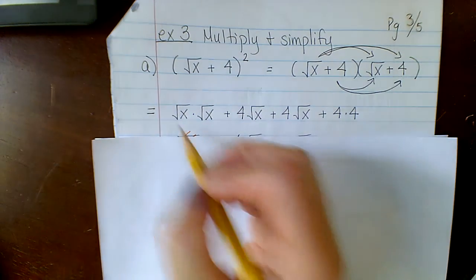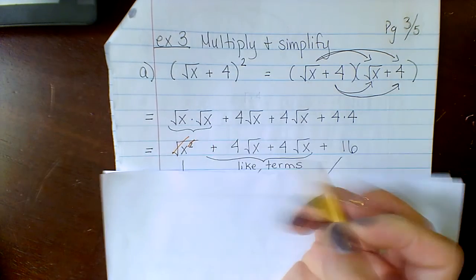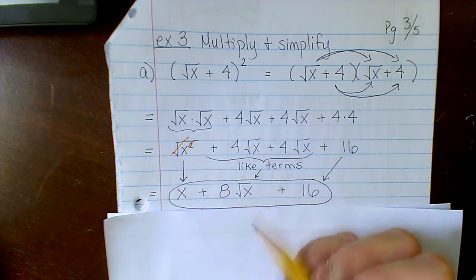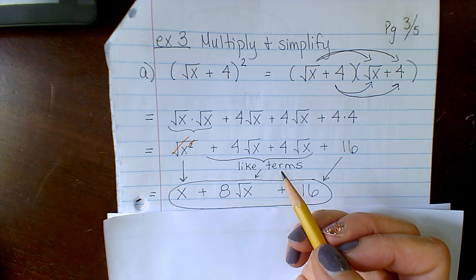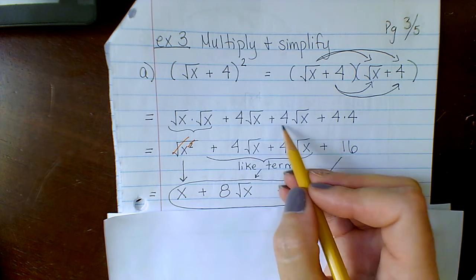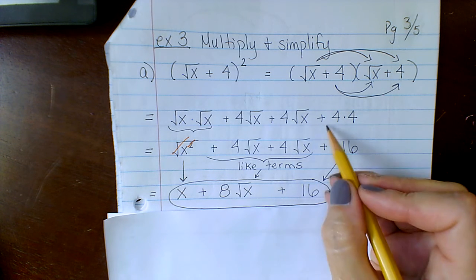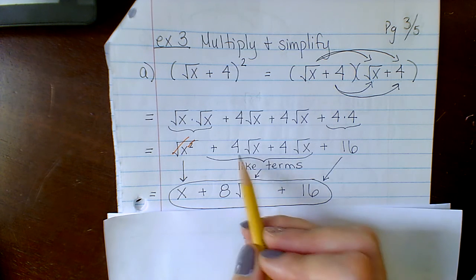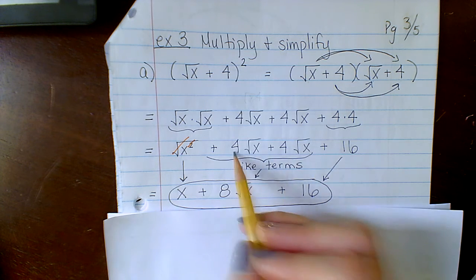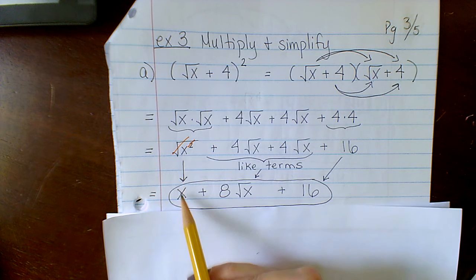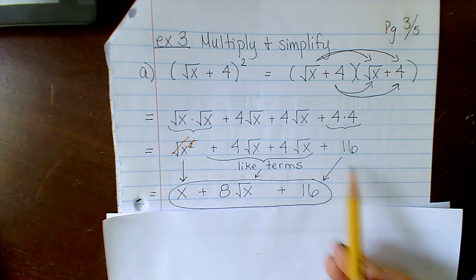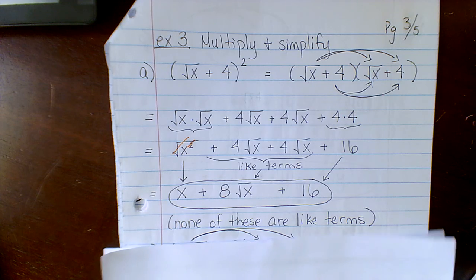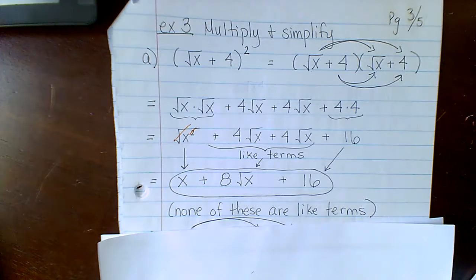Now, let's simplify this stuff. So those two simplify to be the square root of x squared, which is just x, right? The square root and the square undo each other. They're inverse functions. That's just 4 root x. That's 4 root x. That's 4 times 4, which is 16. Now these two are like terms. They have the same root x part, so I can add 4 plus 4 and get 8. So that simplified to be x. That was 8 root x. That's 16. None of these are like terms, so there's nothing else I can do to simplify them.